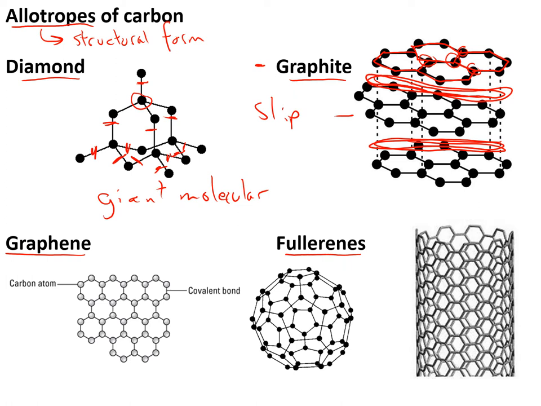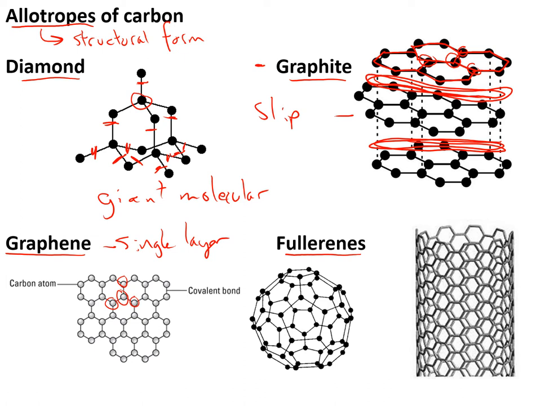Now, graphene. Again, in graphene, every single carbon is bonded to three others in this honeycomb structure. But the difference between graphene and graphite is that graphene is just a single layer. And that gives it some really interesting properties. It's an excellent conductor. It's extremely strong for its thickness. And it has all sorts of interesting properties. But graphene is quite a new material, so we're still working on the science with that one.